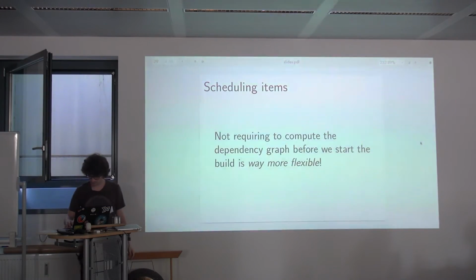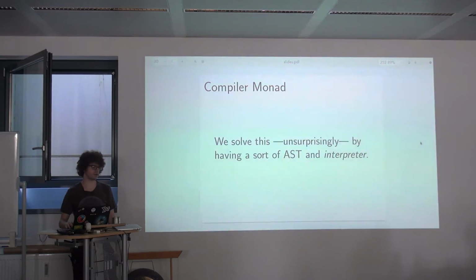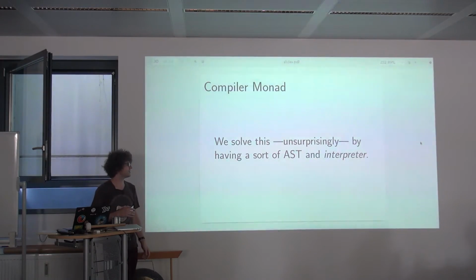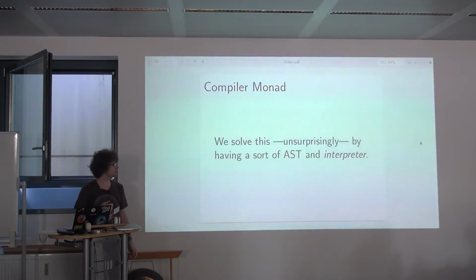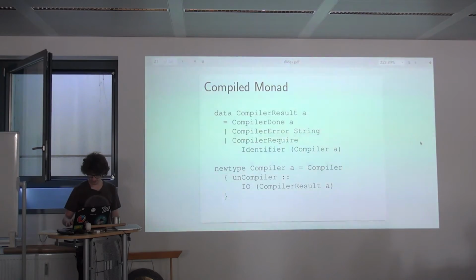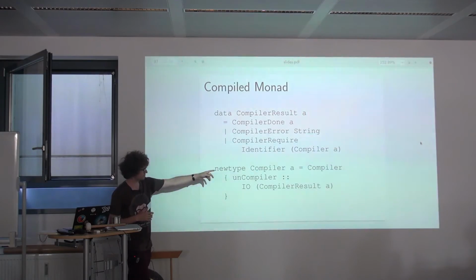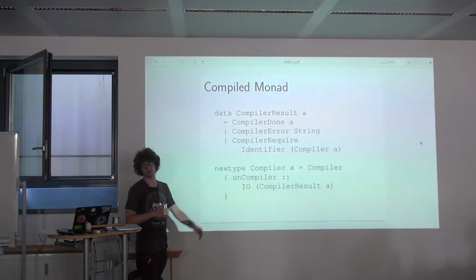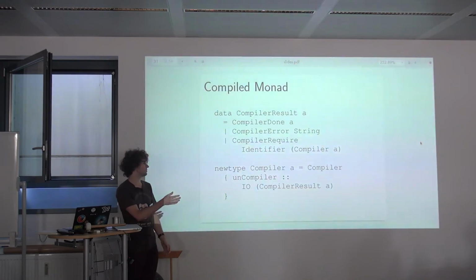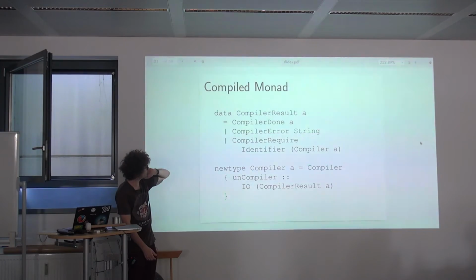Yeah, the advantage, of course, is that this approach is way more flexible. And unsurprisingly, we can solve this in Haskell by having an AST and an interpreter for that AST. So this is what it looks like. Compiler is the monad the previous functions we saw are in, like field, like the pandoc compiler, basically everything we saw, and this is a simplified representation of it.